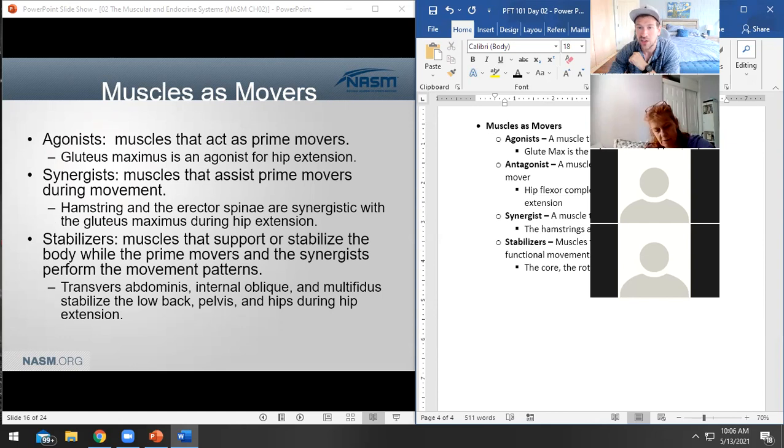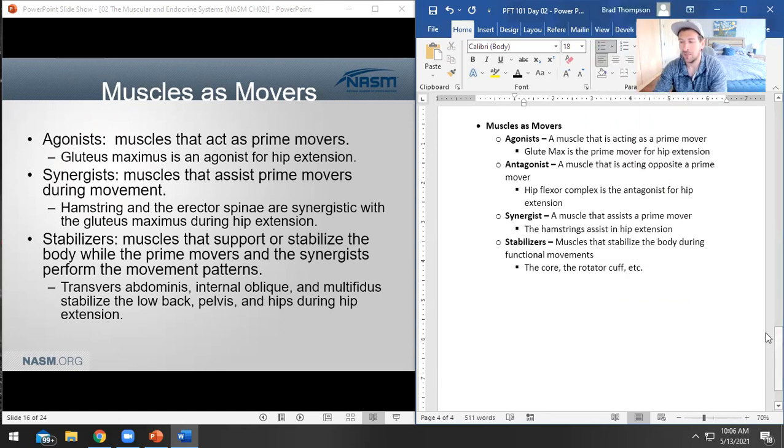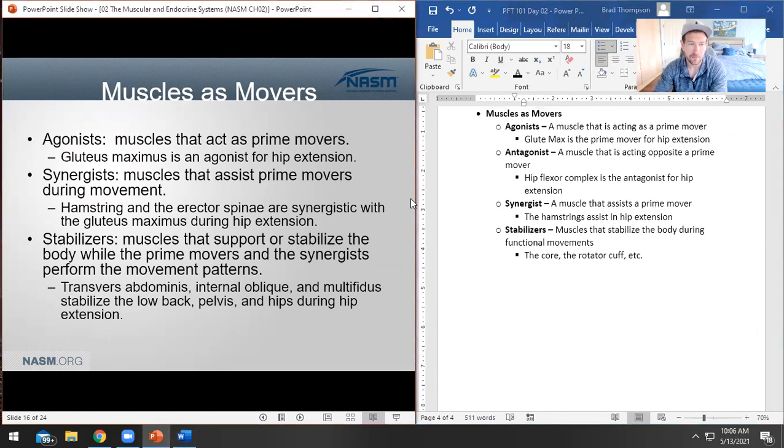So we're in the home stretch here. Let's take a look. The last concept we're going to look at today is how we label muscles and speak the language of human movement. For those of you who have been through kinesiology, this is going to look very, very familiar. Looking at muscles as movers, we are going to label our muscles in relation to whatever it is they happen to be doing at the time.